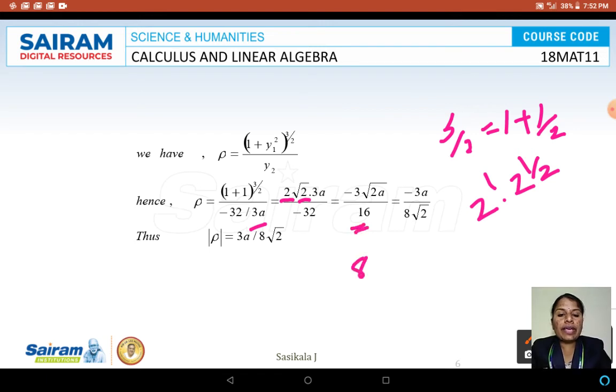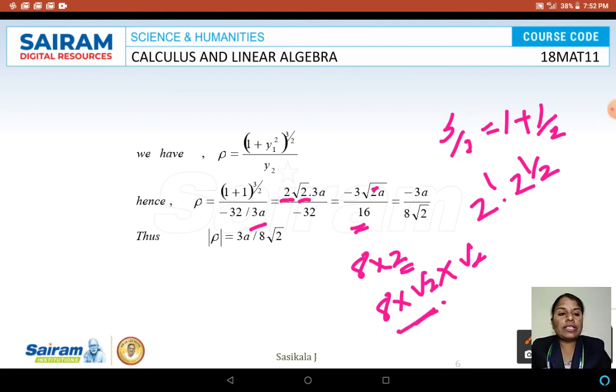The 16 will be 8 into 2. This 2 again I can write as 8 into root 2 into root 2. So it will get cancelled from the numerator and denominator terms. It will come to the denominator. What is that? Minus 3a by 8 root 2.